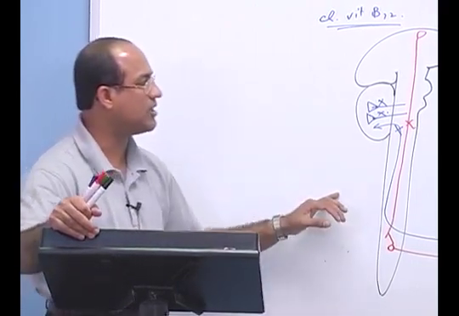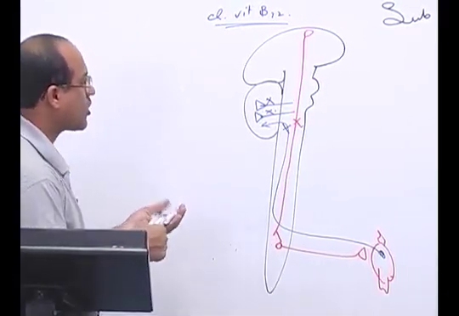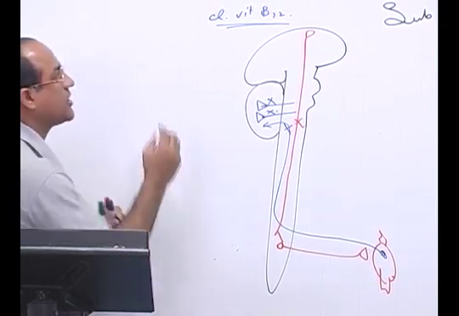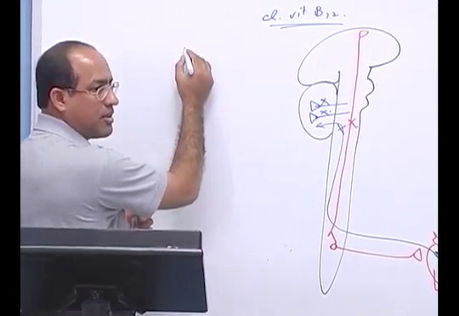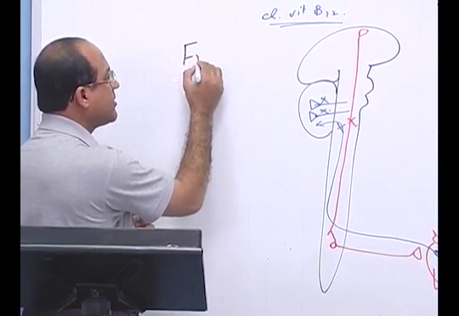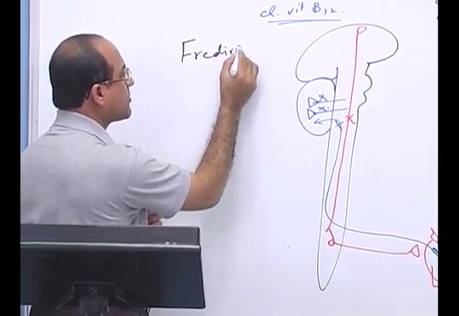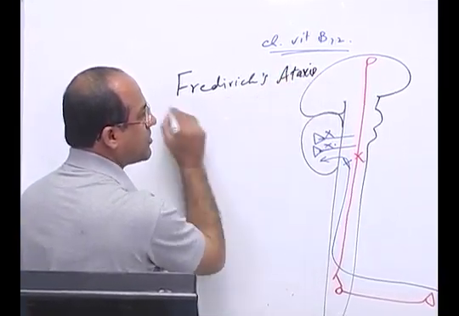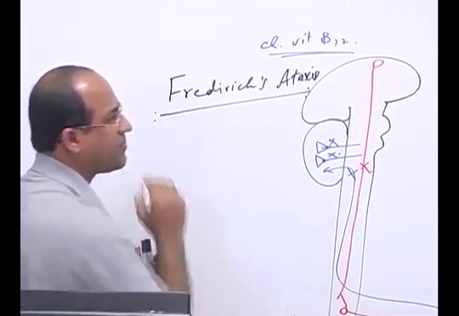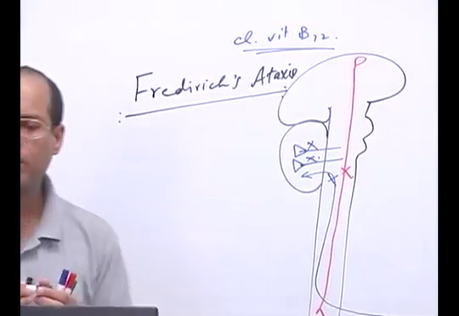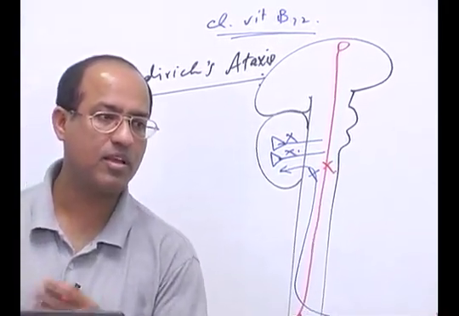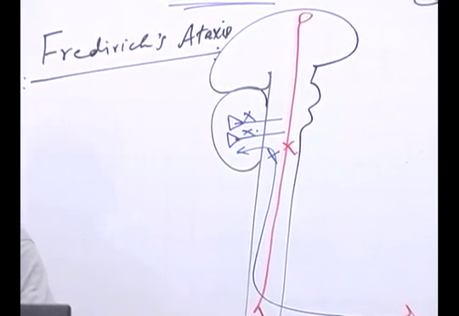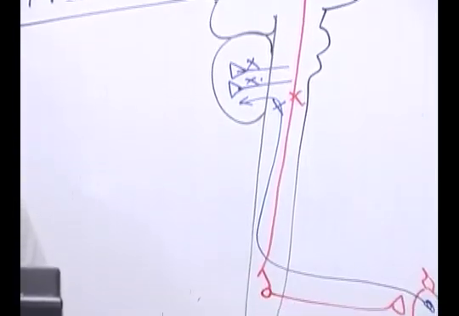And this condition, if it is inherited, the commonest cause of inherited ataxia is Friedreich's ataxia. Commonest cause of inherited ataxia is Friedreich ataxia. Now in Friedreich ataxia, what is the real problem? This is the most common hereditary ataxia, with autosomal recessive inheritance.